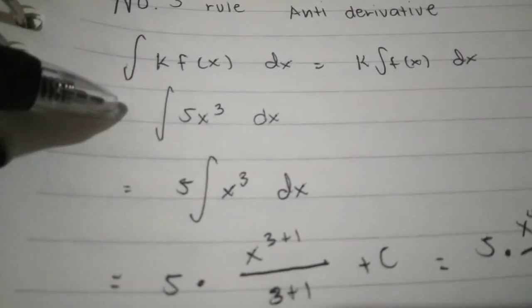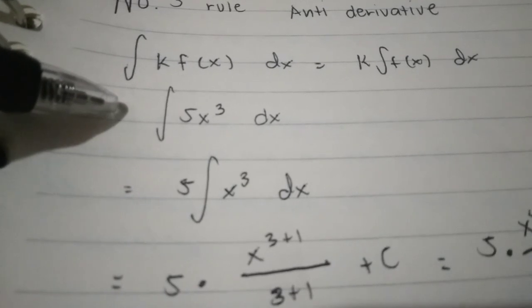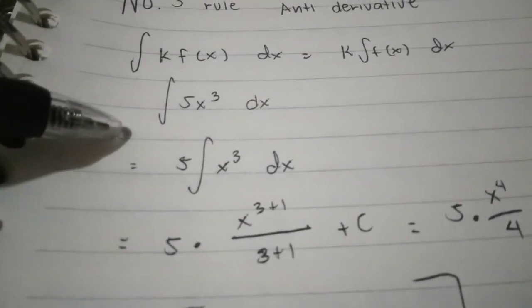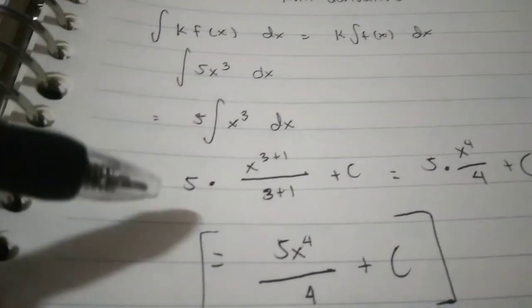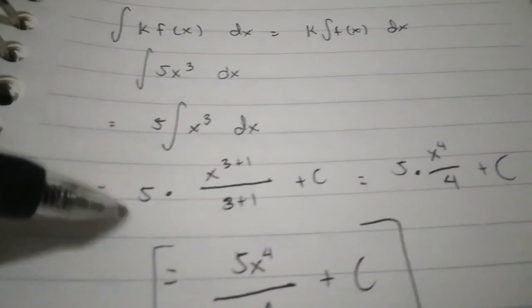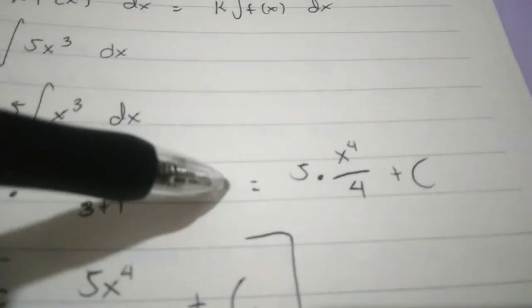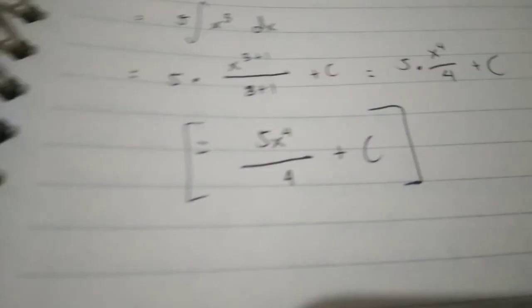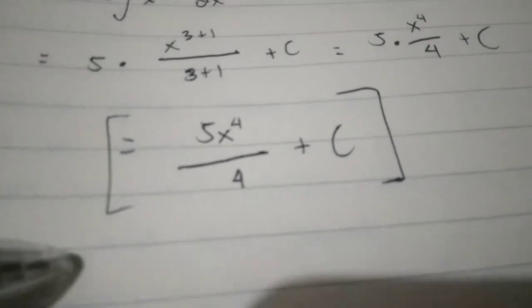So our given is the antiderivative of 5x cubed with respect to x. The first step that you're going to do is to factor out the constant, or the 5. Then apply the power rule. 5 times x raised to 3 plus 1 over 3 plus 1 plus c. Then it will be 5 times x raised to 4 over 4 plus c. Then multiply, and our final answer is 5x raised to 4 over 4 plus c.